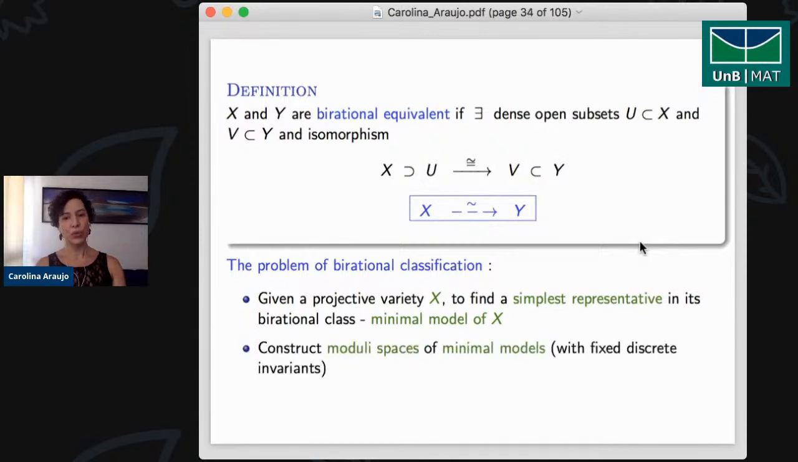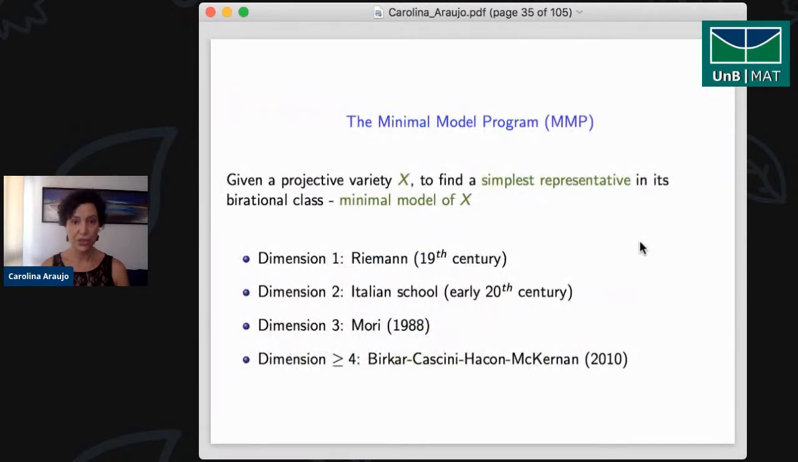And then once you perform this first step, there is a second step, which is to construct moduli spaces of minimal models with some fixed discrete invariant. Now, for the sake of this talk, I will concentrate on the first step of the problem of birational classification. This is achieved by the minimal model program. The minimal model program actually does that for us, at least in many cases. So given a projective variety, we find a simplest representative in its birational class.